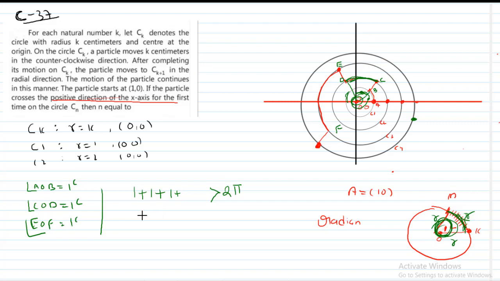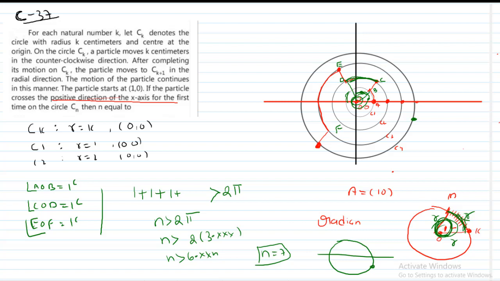Okay, how many ones means how many circles there are. Assume there are n circles. I can say 1 plus 1 plus 1, n times, so n greater than 2 pi. That means n greater than 2 into 3 point something. So n greater than 6 point something. Here what is n? A natural number only, no? So n equals 7. What is the meaning of that? At the last, the position of the particle is here. This is the 7th circle, C7. The particle is somewhere here. After this, the particle is crossing the positive x-axis. That is the value of n.